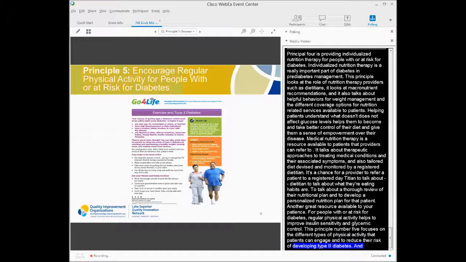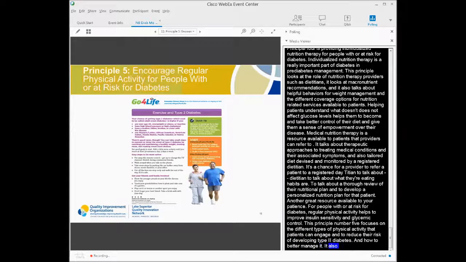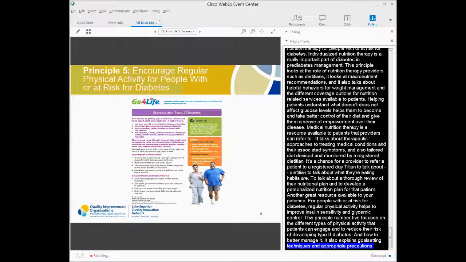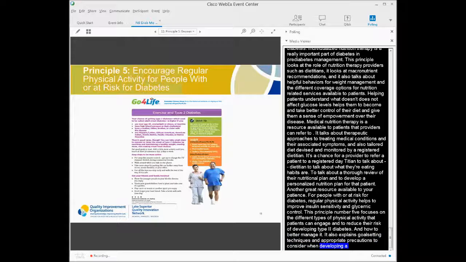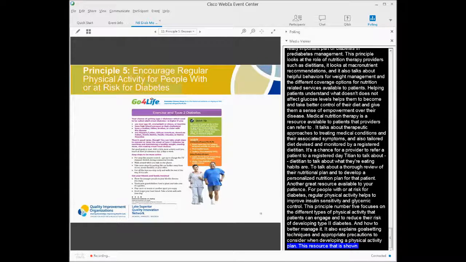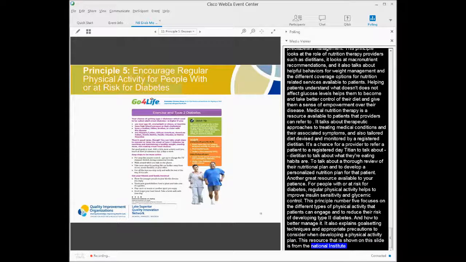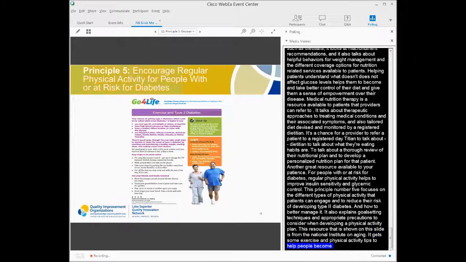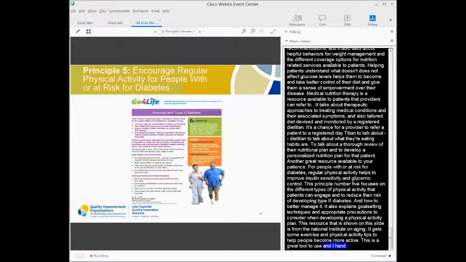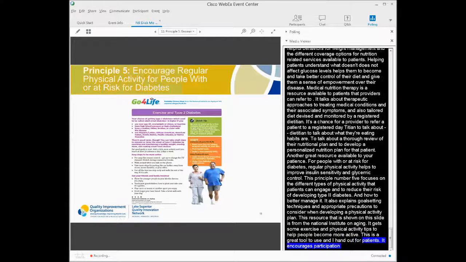It also explains goal-setting techniques and appropriate precautions to consider when developing a physical activity plan. So this resource that is shown on this slide is from the National Institute on Aging, and it gives some exercise and physical activity tips to help people become more active. So this is a great tool to use, a great handout for patients. It really encourages participation and helps them to be self-motivated to be physically active.